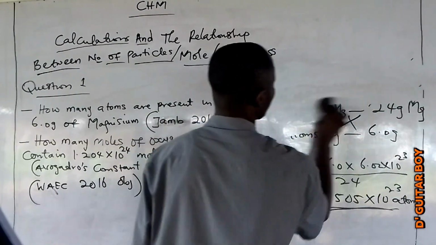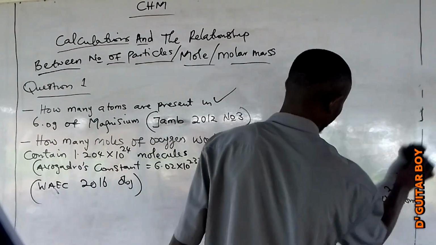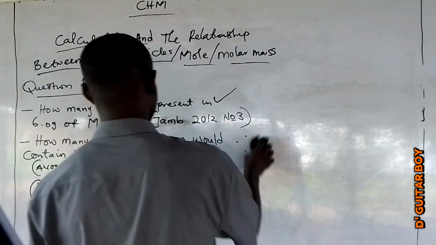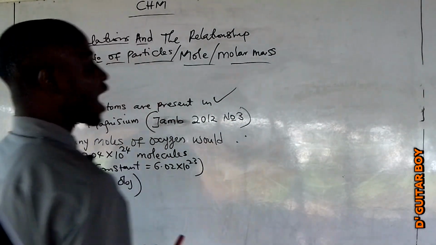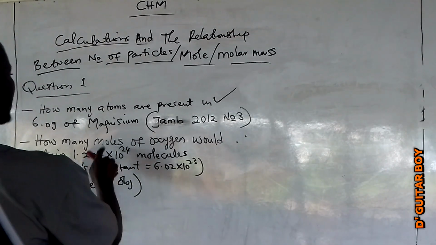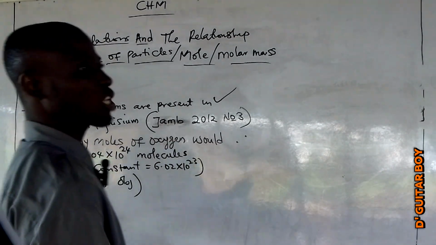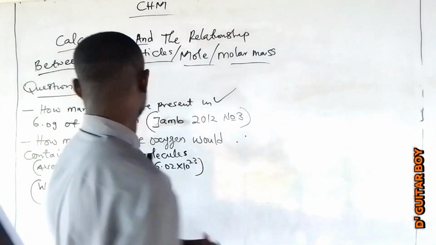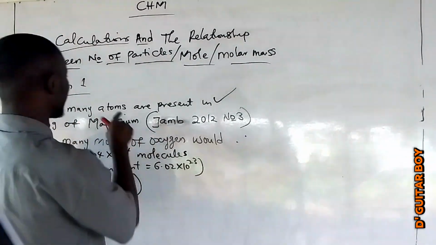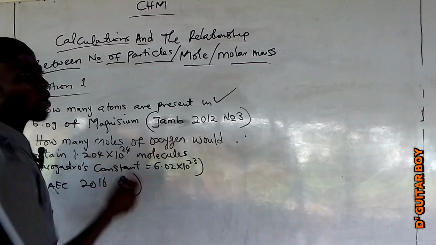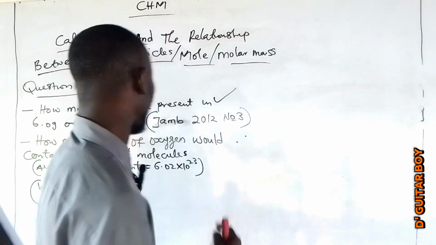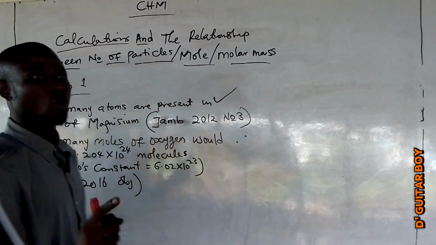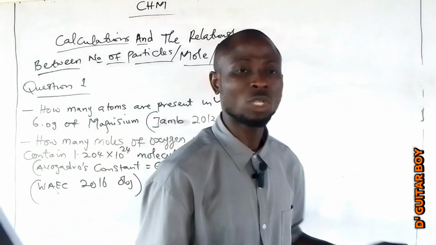We are going to solve the next question now. The next question is how many moles? This one is not number of particles. The other one says how many atoms, that is particles. This one is talking about moles, just like you say how many dozen. You know, I said mole operates like dozen. You have to know the difference.